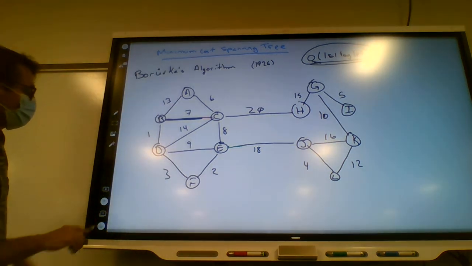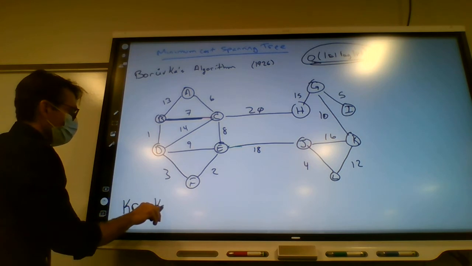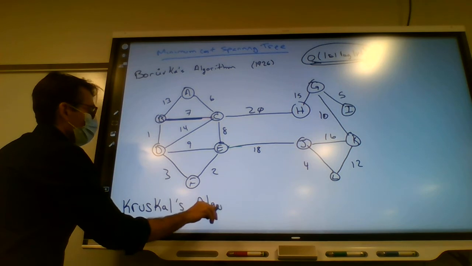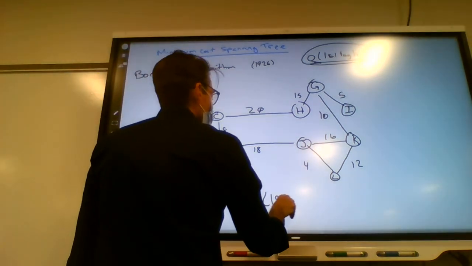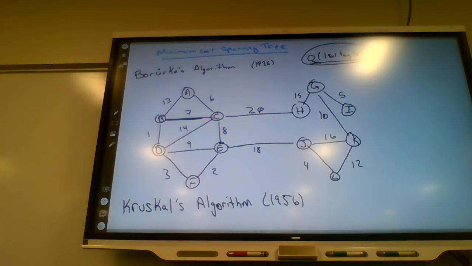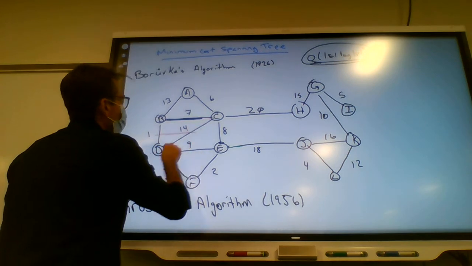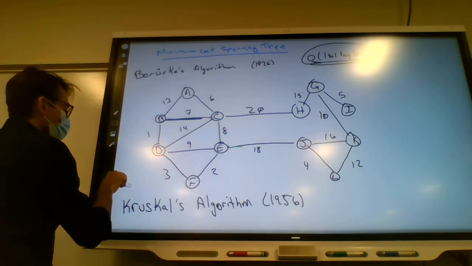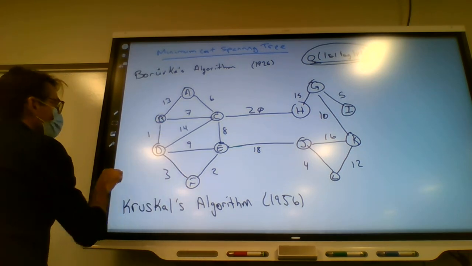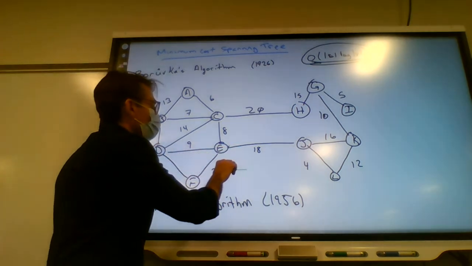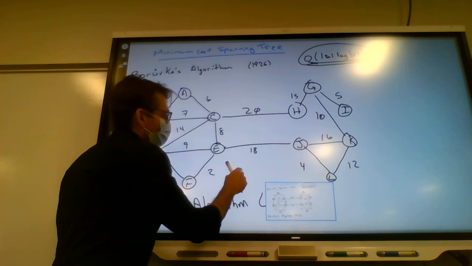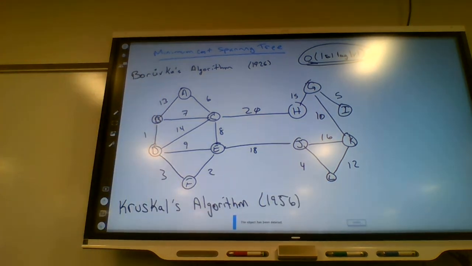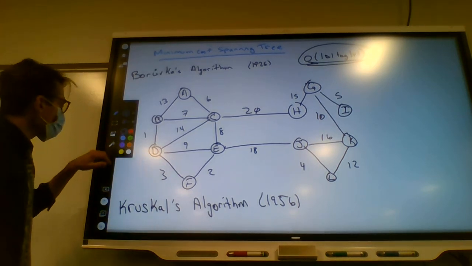All right, our next algorithm that we're going to look at is Kruskal's algorithm. Kruskal's algorithm is from 1956. And the idea here is that we are going to start adding in edges of minimum weight until we can't do it anymore.